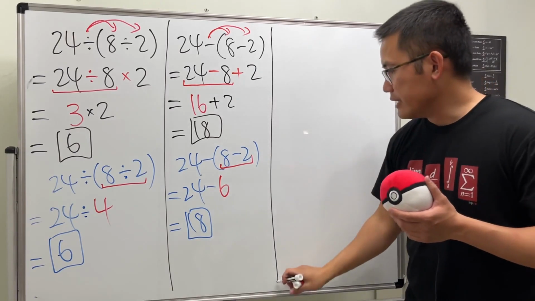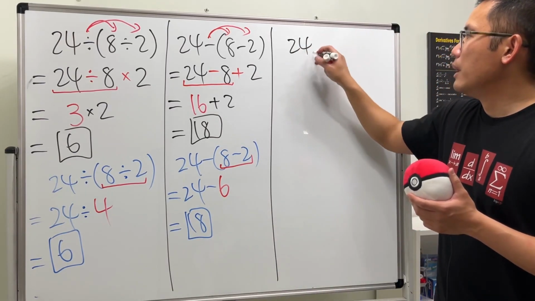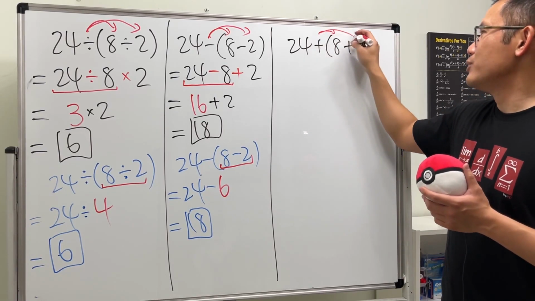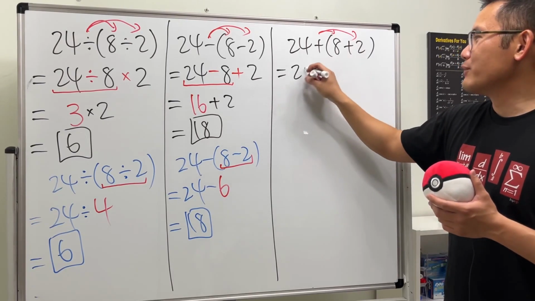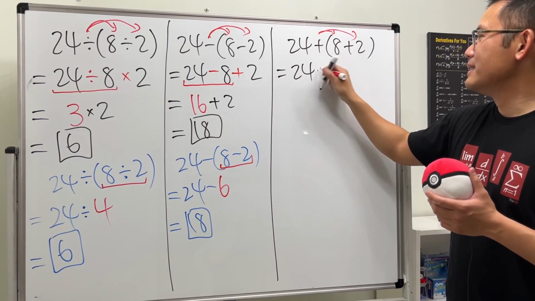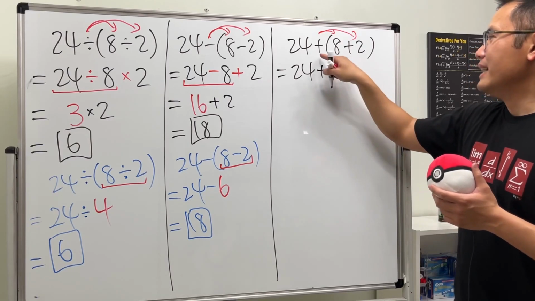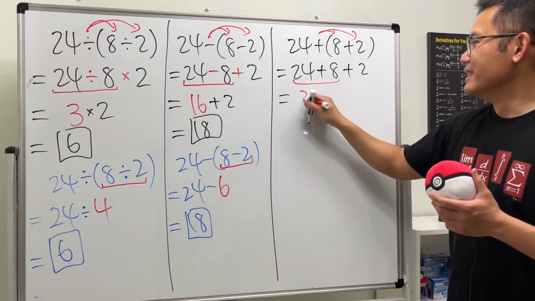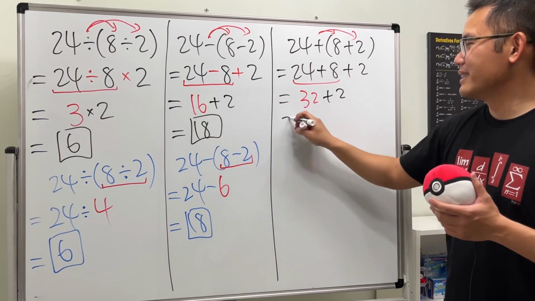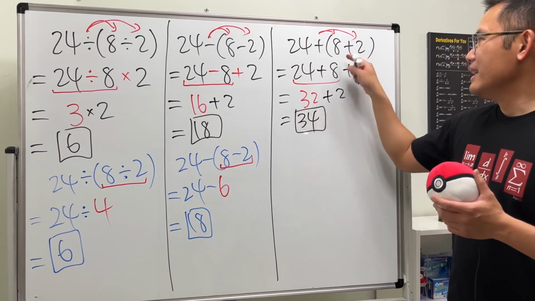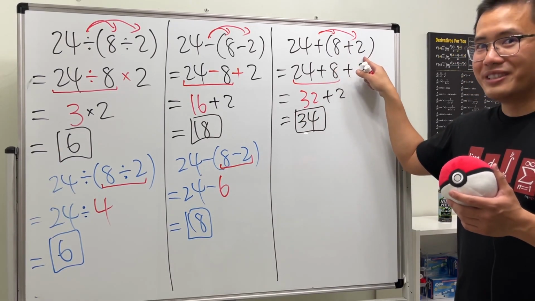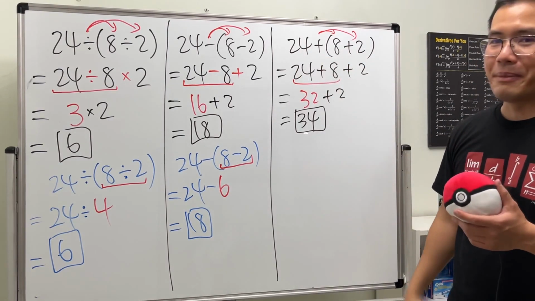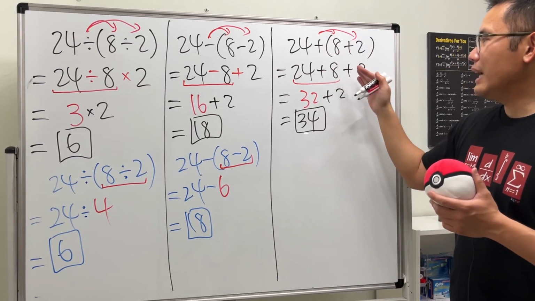If you have an addition, let's say 24 plus parentheses 8 plus 2, it's not really distribute because nothing's going to change. You will just have 24 and then plus 8. I'm just going to keep it the same color, and then plus times plus is still positive like this. And then you can just work this stuff from left to right. This is 32 and then plus 2, and you get 34. Yeah, and then if you do 8 plus 2, which is 10, 10 plus 24 is 34. So yeah, same thing. So for the addition, you don't have to change the symbol.